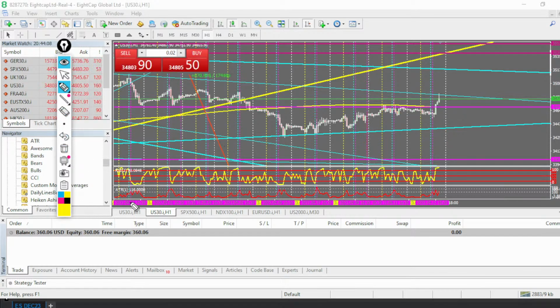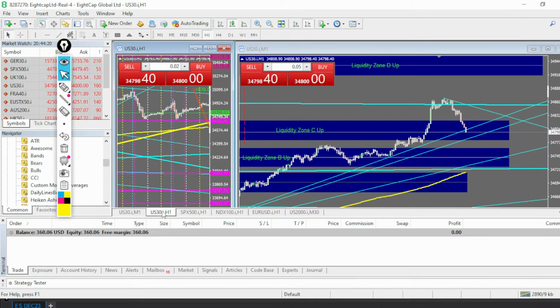So we're trading off the different possibilities that exist in the market, but we're only taking entries off the liquidity map zones. All right, price is breaking down, breaking down.